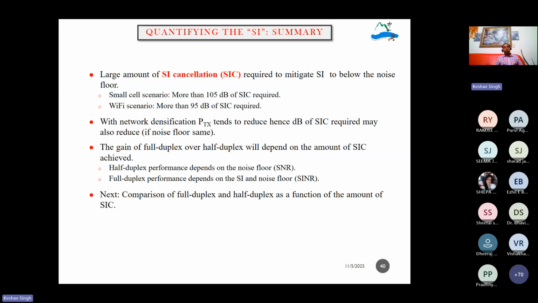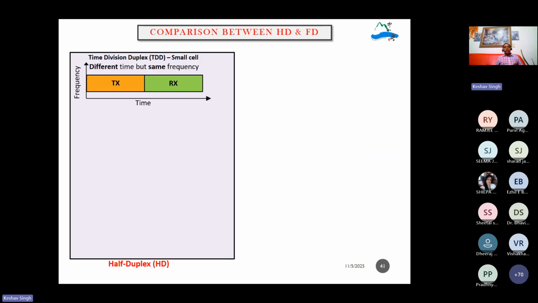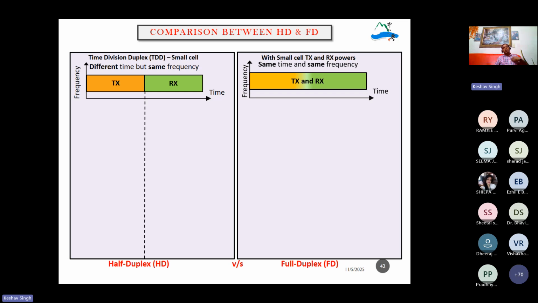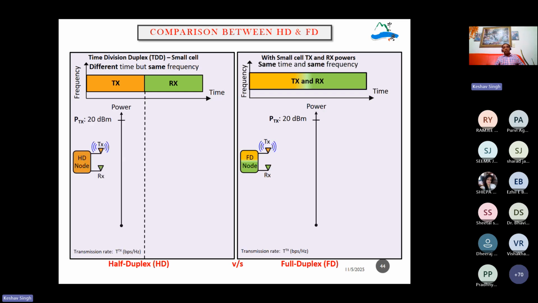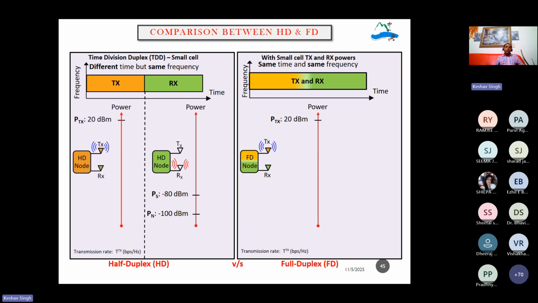So how can we cancel? There are various levels. Before that, let's compare the achievable rate in case of full duplex and half duplex. Then we will see some cancellation techniques. So here we have a transmitter, we have a receiver, in case of TDD, or here we have a small cell.